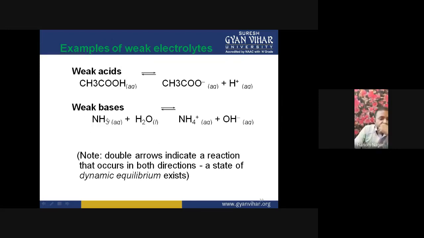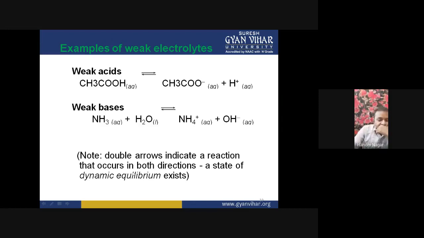So which is the weak base here? Ammonia is the weak base, because when it is dissolved in water, it accepts the H plus ion. And the species that accepts the H plus ion, the proton, is called the base. Right? And the proton donor is called the acid. So this is the acid and this is the base in this direction.